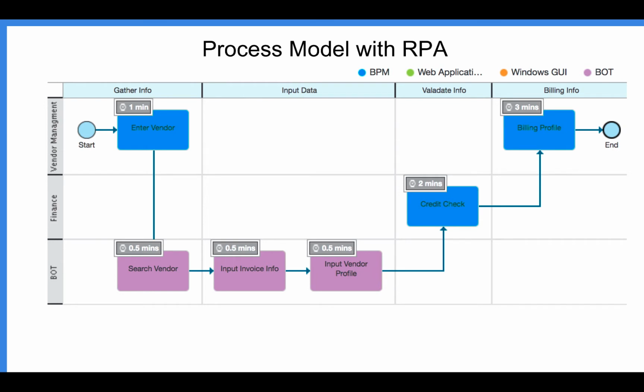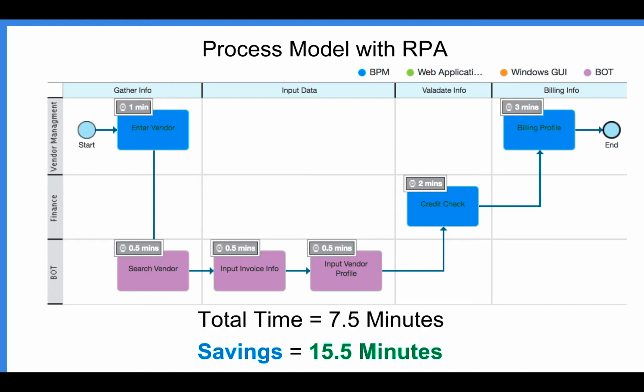This is our new process model with RPA robotics. You'll notice we've added a third swim lane for the bot to actually do the work. The bot will now do the searching of the vendor through the Windows GUI. It will then use that information for the invoice application, and then into the BPM vendor profile process. You will also notice that the users will only interact with one UI now, the BPM portal itself. Overall, the new process will now only be 7.5 minutes of work time, saving 15.5 minutes from a user's perspective.